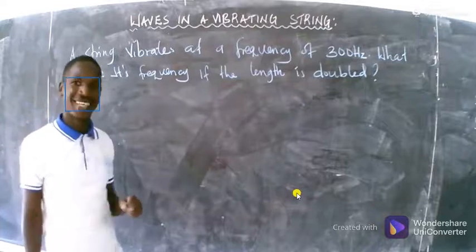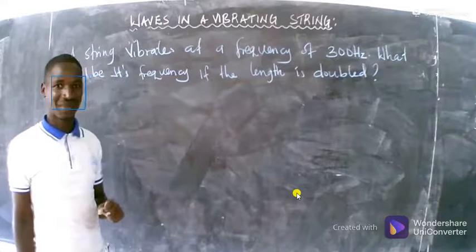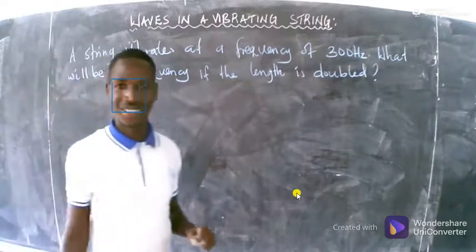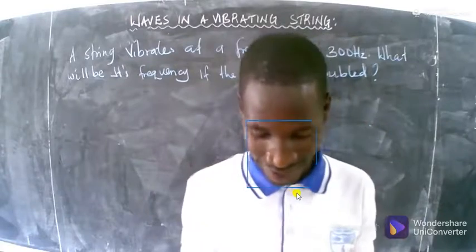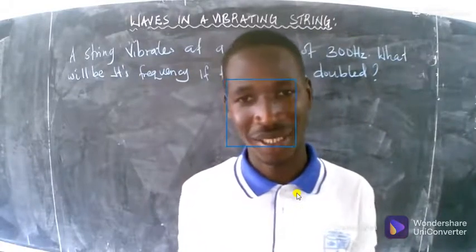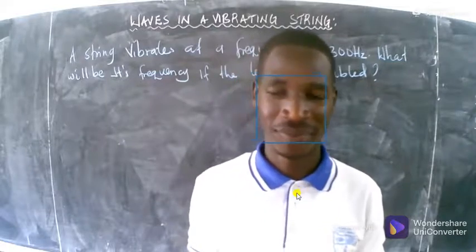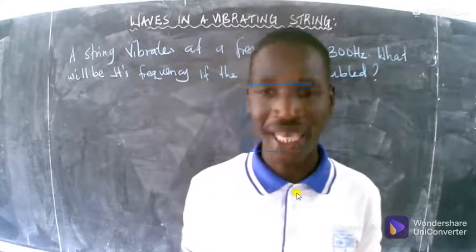I like that statement, if the length is doubled. And which length are you doubling? We have not been given that length. And now, what are we doubling? We don't know. The length is not given to us. But that shouldn't be a problem.